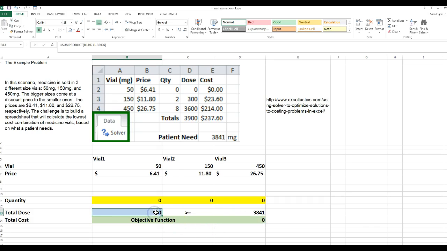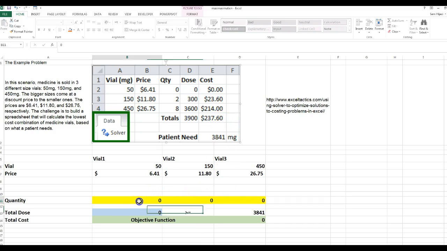And this is the constraint. We only have one constraint: the total of the milligram must be greater than or equal to 3,841. You need to be really careful about the direction of the relational operators in this case. Greater than or equal versus less than or equal could really mess you up. They already provided us the solution, so we can check if we have done our work correctly or not. They found the total to be 3,900 and the cost is $237.60.